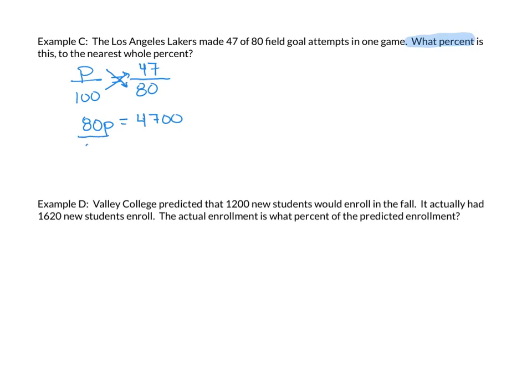If we divide both sides by 80, we get P equals 58.75. Now it did say that we want to round to the nearest whole percent. So this is going to be P equals 59%.